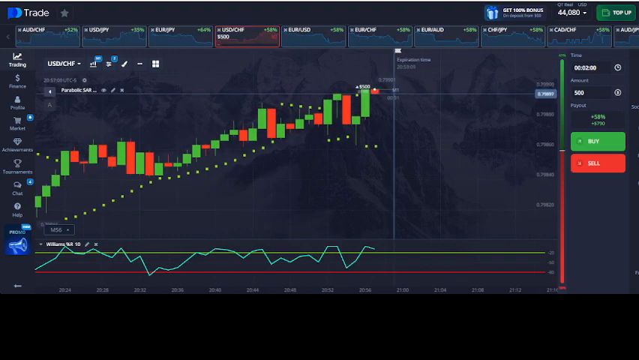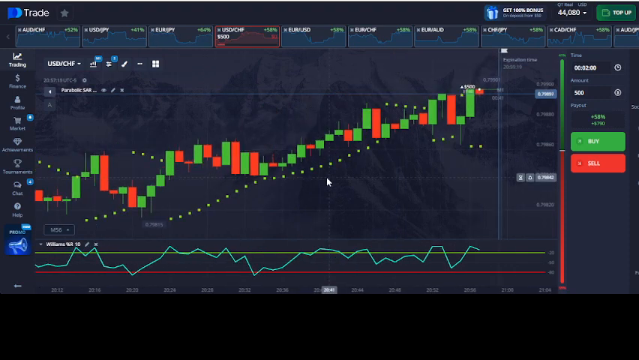Okay, so I'm on the US dollar Swiss franc currency pair, and I just took a buy trade here. And the reason why I took the buy trade is, first of all, if you notice here, there's a general bullish trend in the price. As we see here, the price is moving from bottom left to top right.